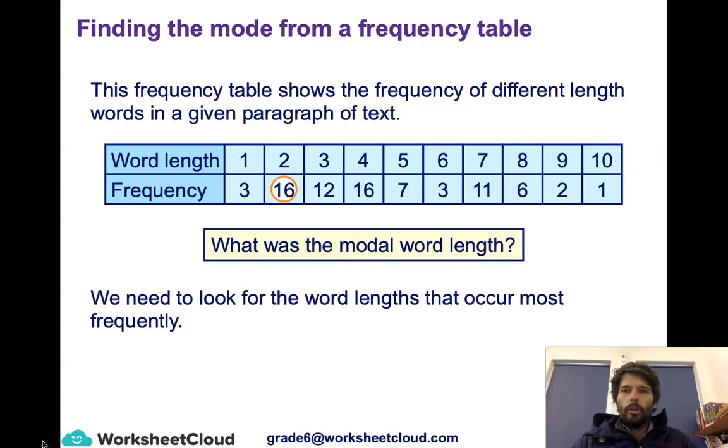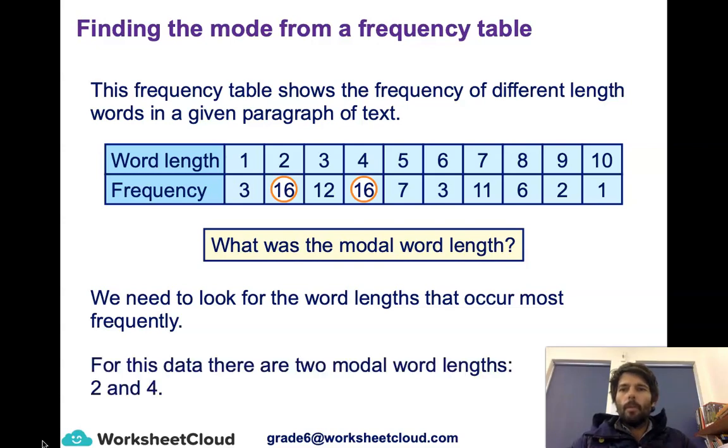Now, you'll notice that 16 occurs twice. So the word length of 2 and the word length of 4 both have a frequency of 16. Therefore, for this data, there are 2 modal word lengths. You'll remember right at the beginning, we said, is it possible to have more than one modal value? And the answer was yes. And here is an example of more than one modal value. So the answer here would be 2 and 4. Just make sure you read through the data correctly and carefully and recognize if a number is repeated. And then you'll have to be able to read that there are 2 modal values.